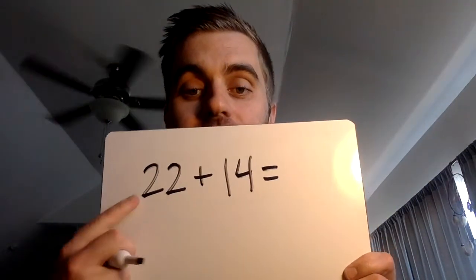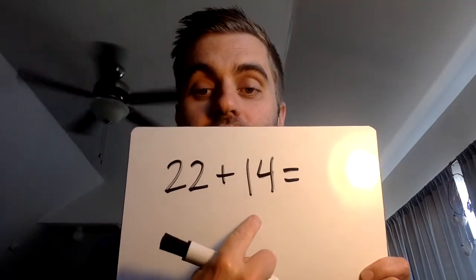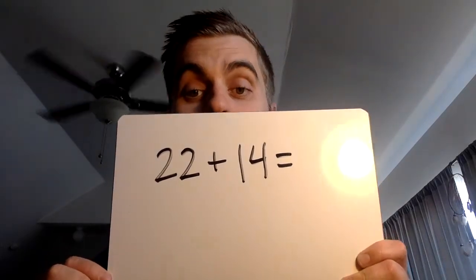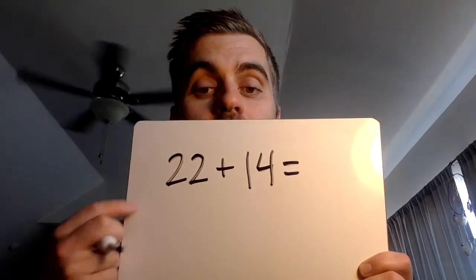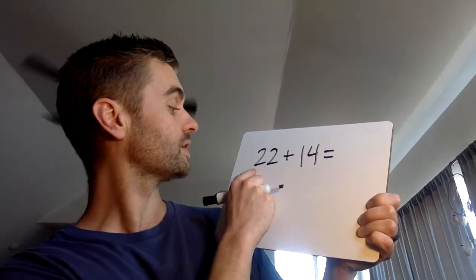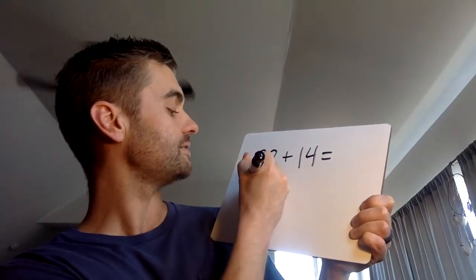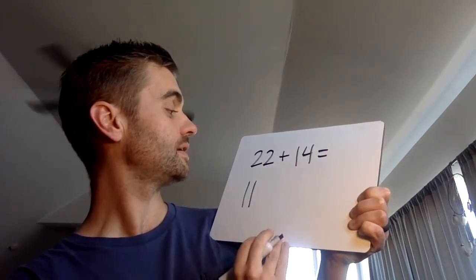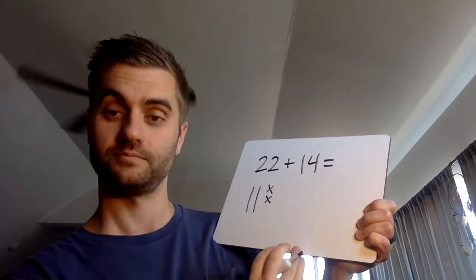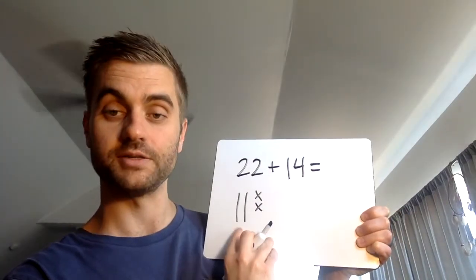All right, so again, we're going to see an equation and we're going to draw a picture to help us find the total. Here we have 22 plus 14 equals, and I want to find the total over here. I'm going to do that by drawing a picture. Let's start with the number 22. We're going to draw a picture of the number 22. Starting with the tens, it looks like I have 2 tens and 2 ones. 1, 2. So now I have 22.